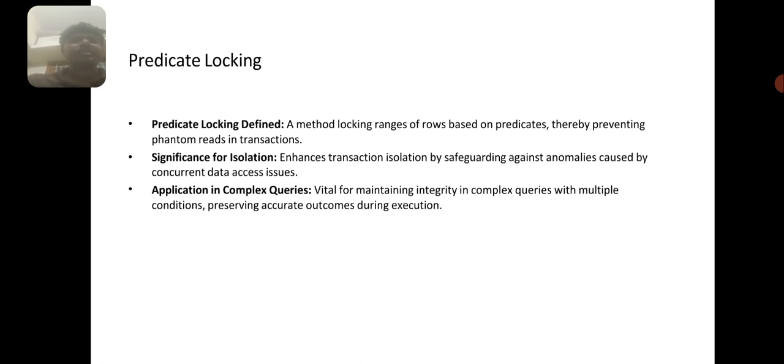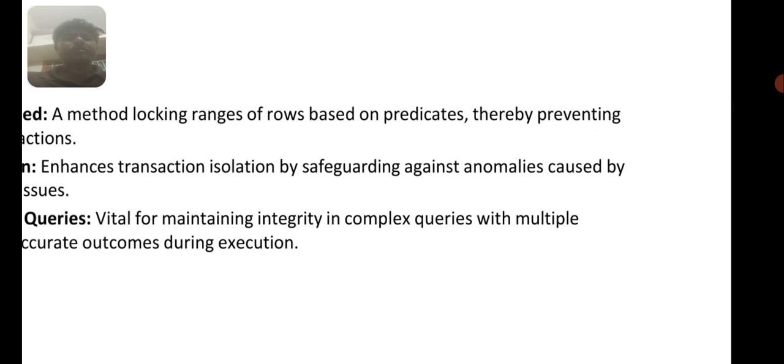Next one is predicate locking. The predicate locking method locks a range of rows based on predicates, thereby preventing phantom reads in transactions. Its significance for isolation is safeguarding against anomalies caused by concurrent data access issues. Application in complex queries: it is vital for maintaining integrity in complex queries with multiple conditions, preserving the accuracy of outcomes during execution.